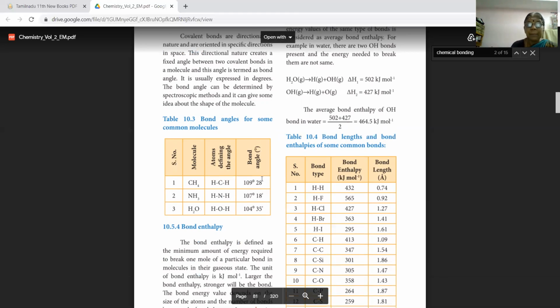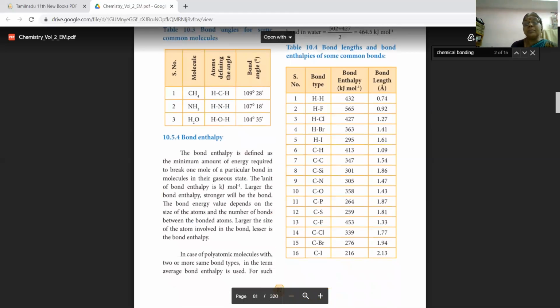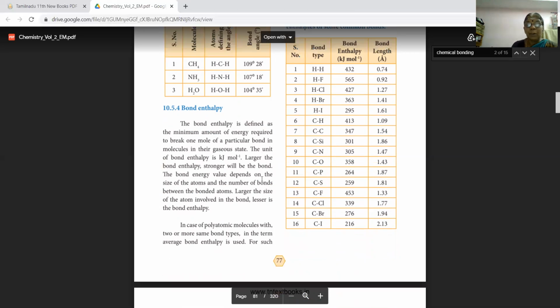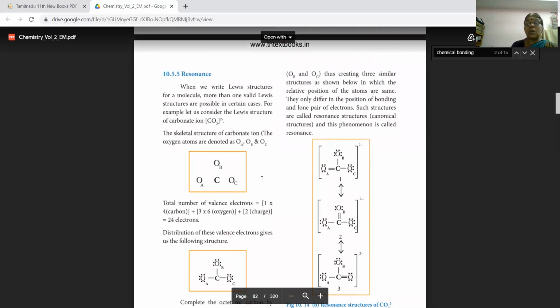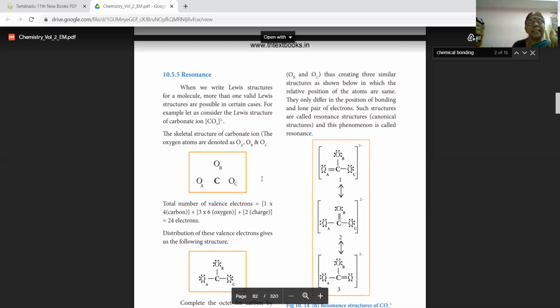Next, in this tabular column, some of the bond types are given as well as its bond enthalpy is also given in kilojoules as well as its bond length is given there. Okay. Next, we will see the resonance. Resonance is one of the important topics of it. When we write Lewis structure for a molecule, more than one valid Lewis structure are possible in certain.